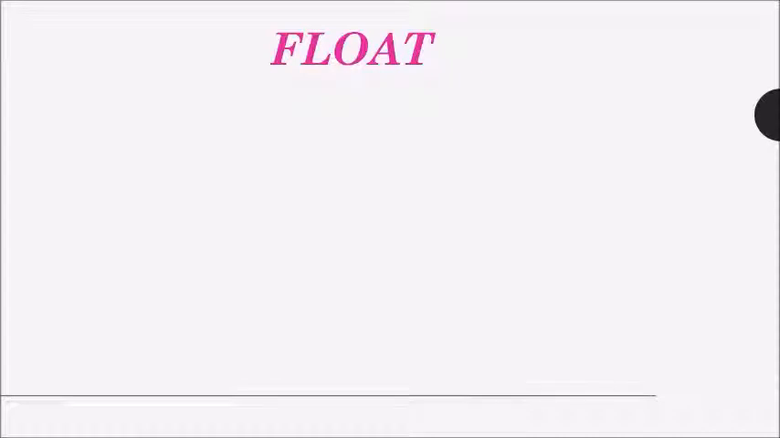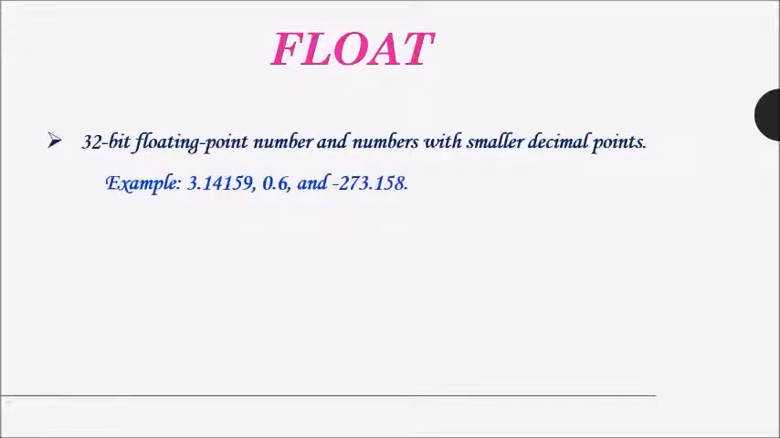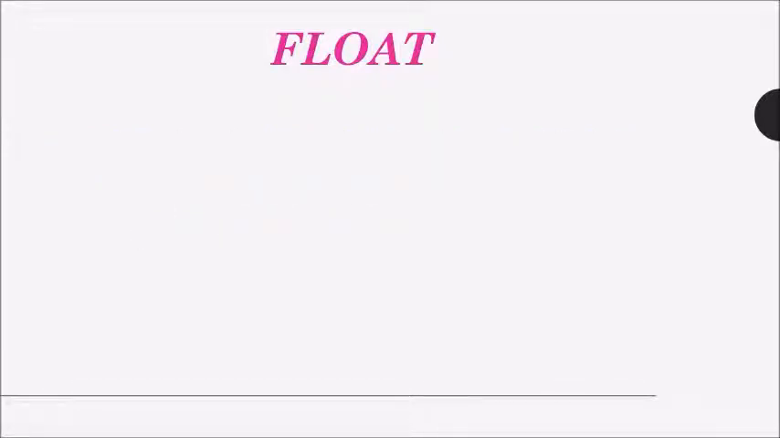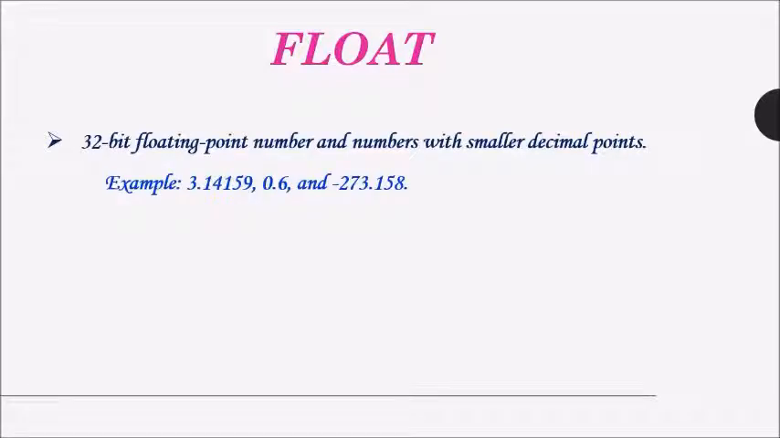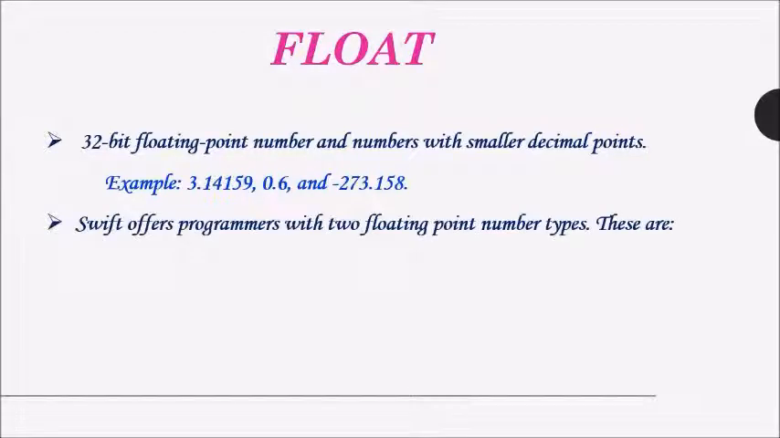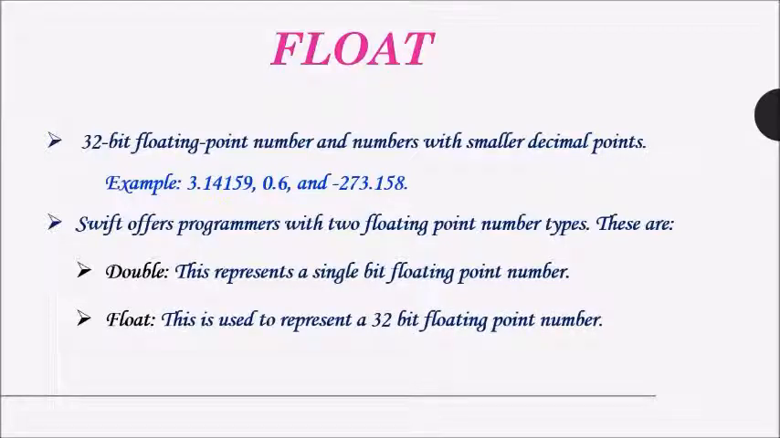Next one is float. It's used to represent numbers with fraction values like 3.14159, 0.6 and minus 273.158. Swift offers programmers 2 floating point number types. These are Double and Float. Double represents a 64-bit floating point number. Float represents a 32-bit floating point number.